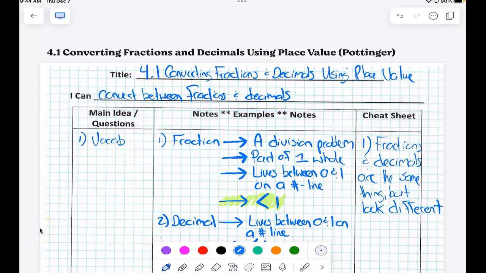Pottinger's class. Today, 4.1, converting fractions and decimals using place value. Do you guys know your place value? Yes. Is that helpful? Yes.